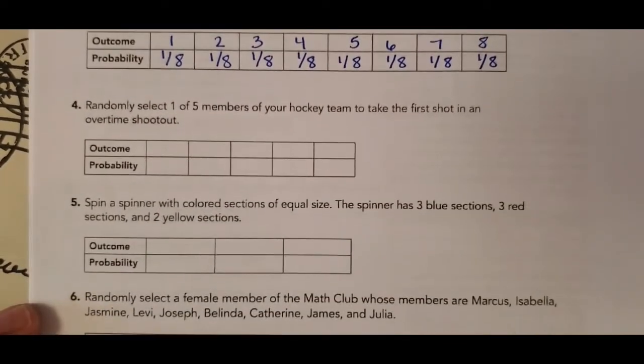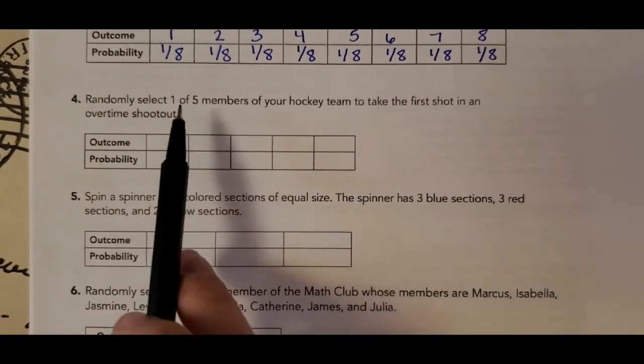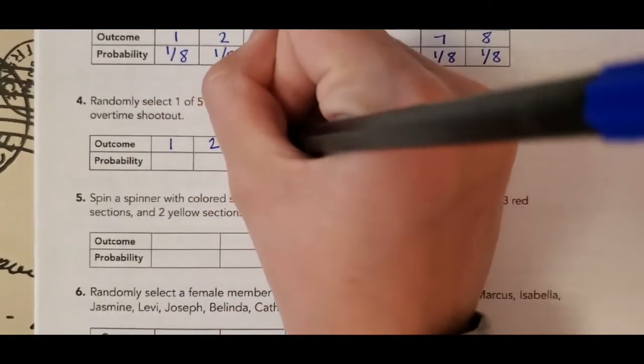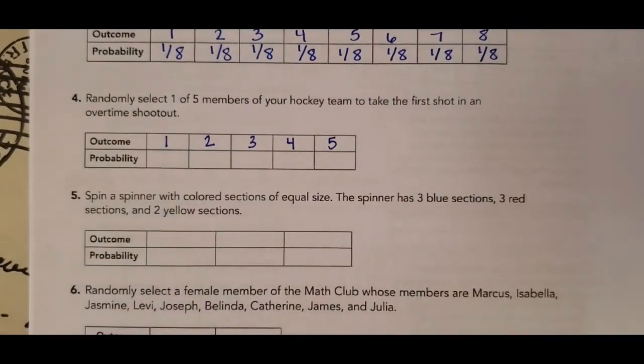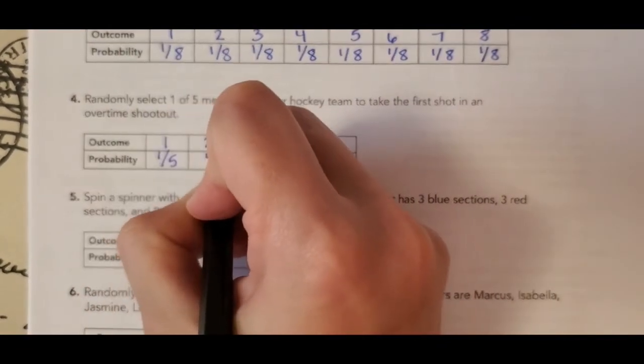Number 4, randomly select one of 5 members of your hockey team to take the first shot in an overtime shootout. So 1 of 5. So you have 5 total members. So that could be the first member, the second member, the third member, the fourth member, or the 5th member. Each one of them has a 1 out of 5 chance of getting picked.